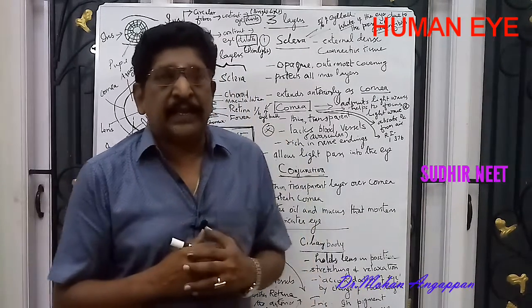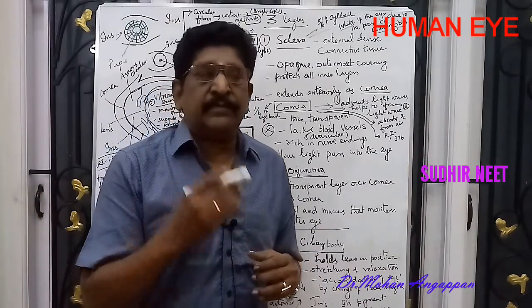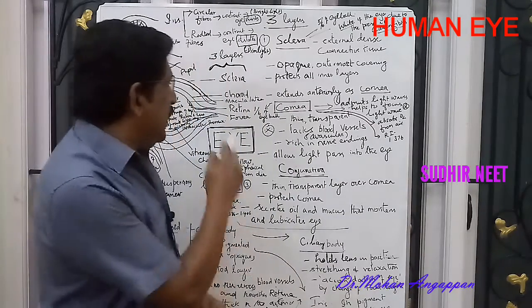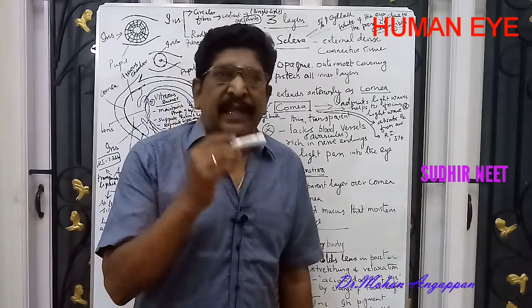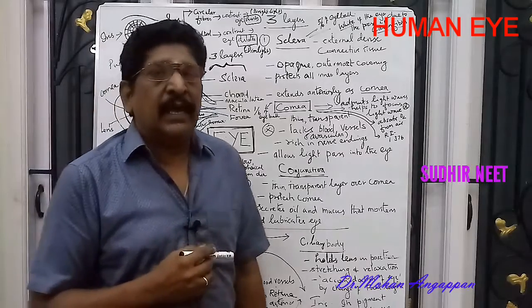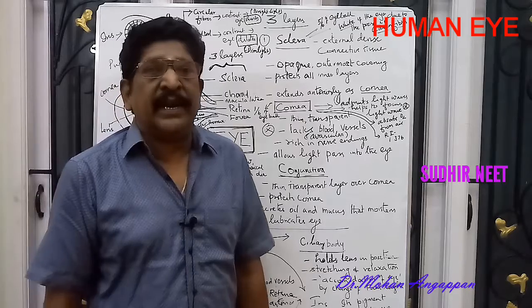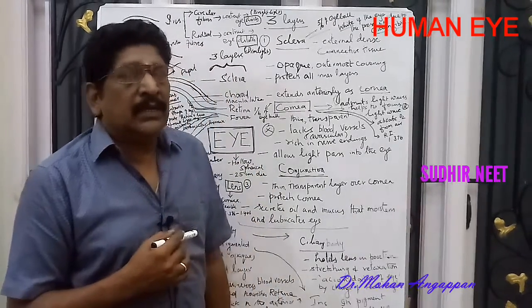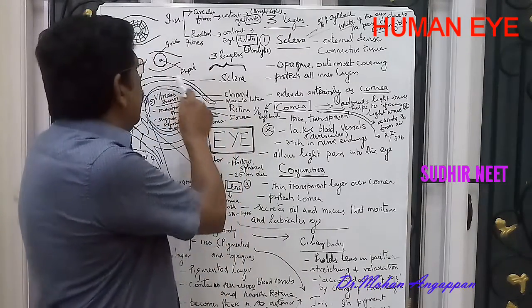Coming to the structure of the eye, the eye is covered by three layers: the outer sclera, the middle choroid layer and the inner retina. And then it contains a lens, an aqueous chamber containing aqueous liquid or aqueous humor, and then a vitreous chamber containing vitreous humor, etc. We take these up one by one. First, let us take up the first layer.